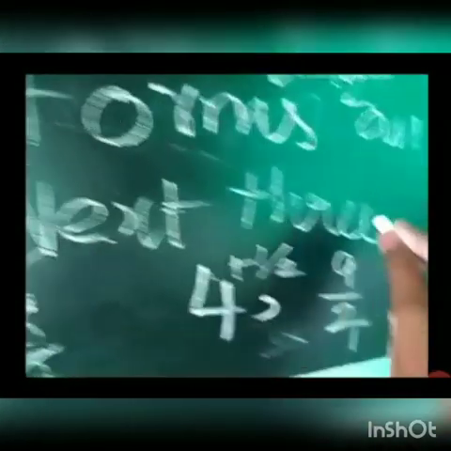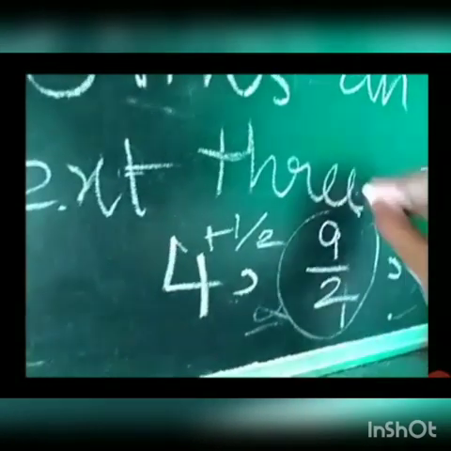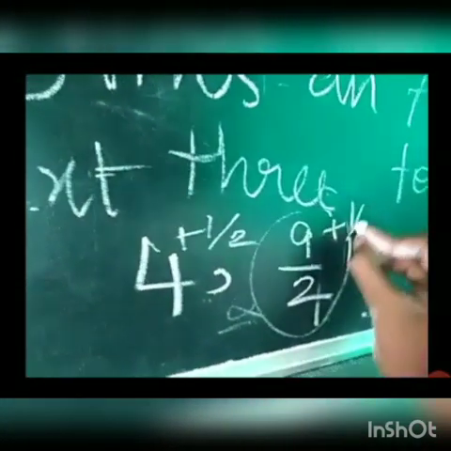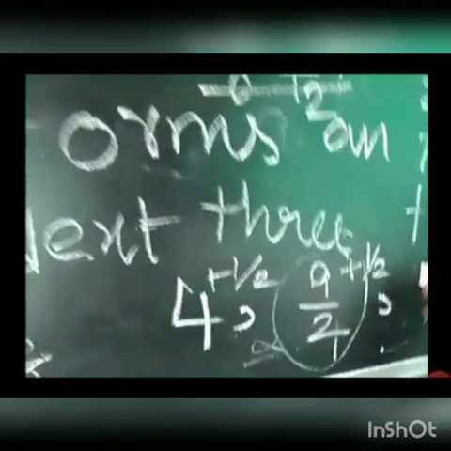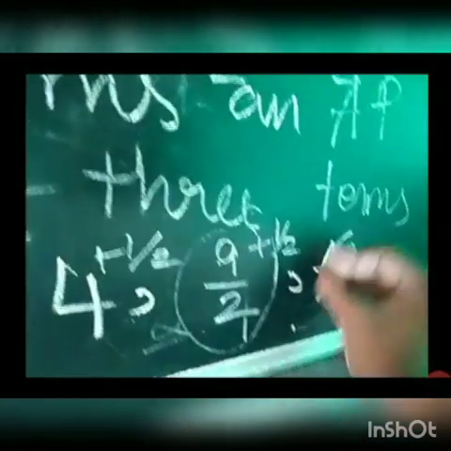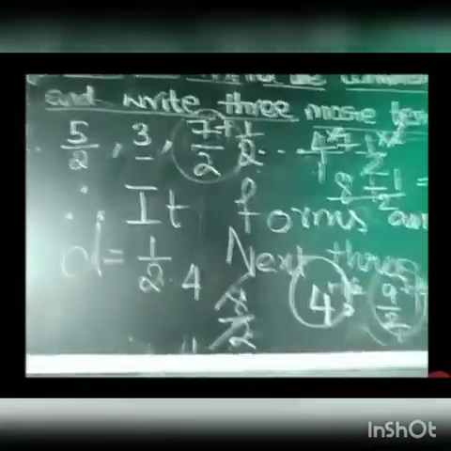We need to find the next 3 terms, so another term also we need to find. How to find? Again you add 1 by 2 to this term. What is 9 by 2 plus 1 by 2? Since denominators are same, we can add the numerator as it is. That is 10 by 2. 10 by 2 I can cancel and write as 5. So the next 3 terms are 4, 9 by 2 and 5. By this the second one ends here.